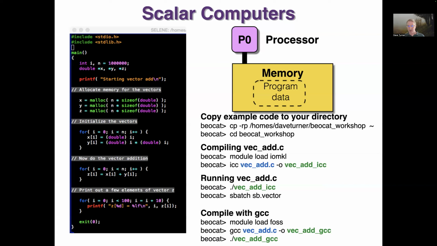Since this is C code, I think I'll skip the directions on how to compile and run the C code. The directions here are for compiling it with the Intel compiler that's in the IOMKL module. You use ICC. And then on the bottom there is doing the same with GNU, or the module load FOSS and then the GNU compiler GCC.